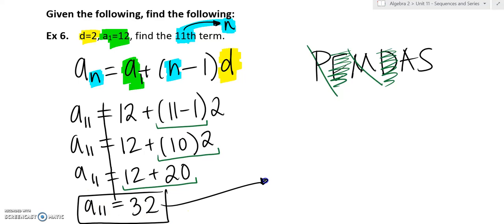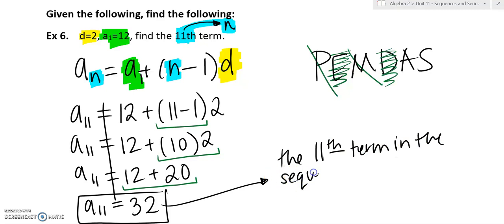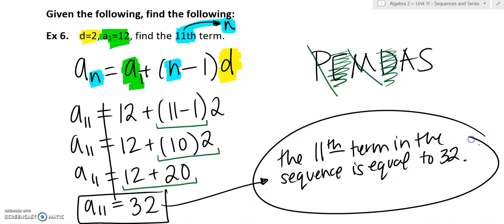Let's describe what this actually means. So this means the 11th term in the sequence is equal to 32. And that's what that means.